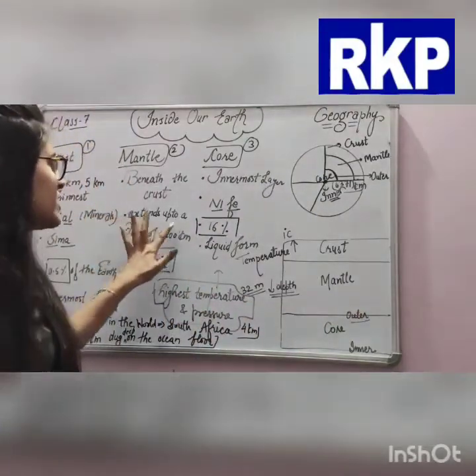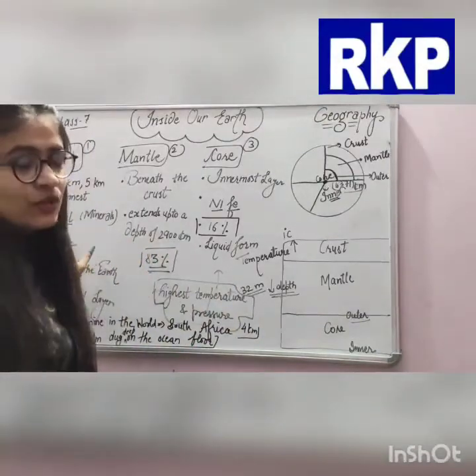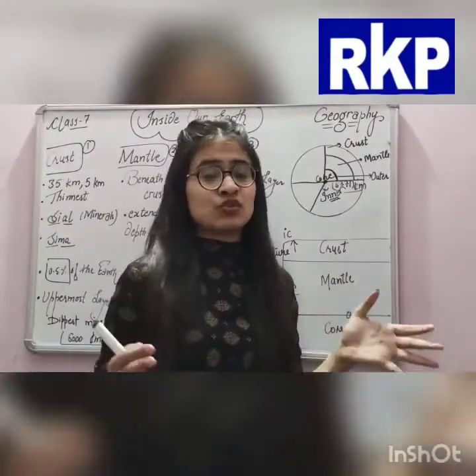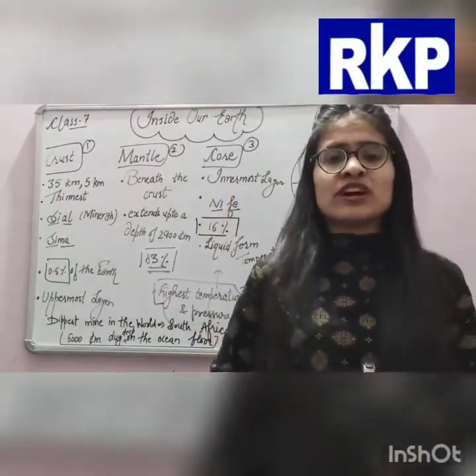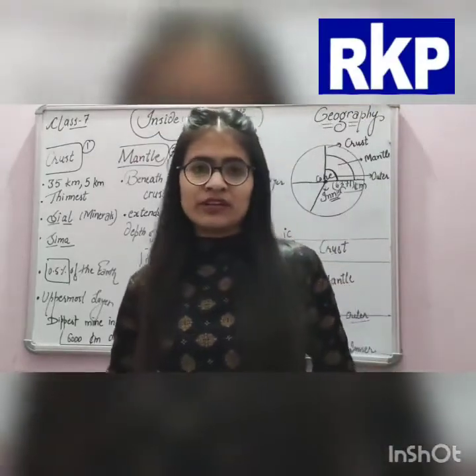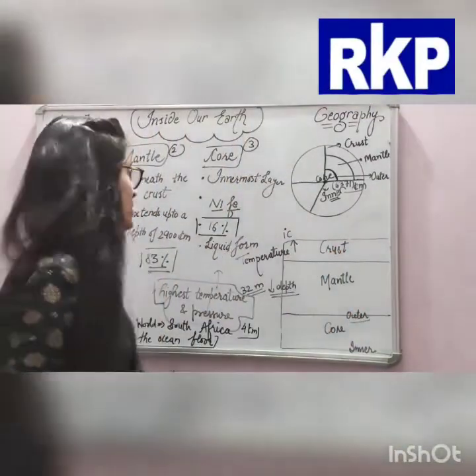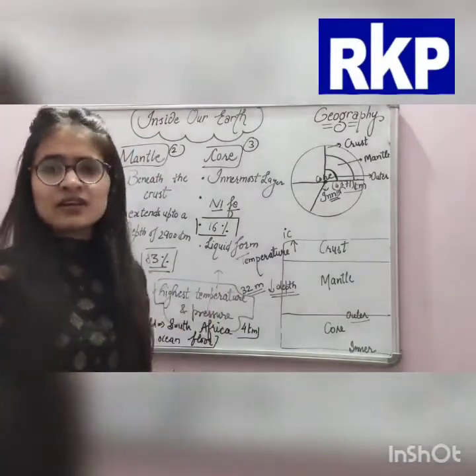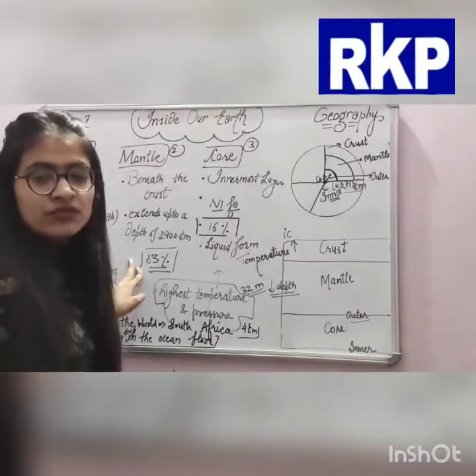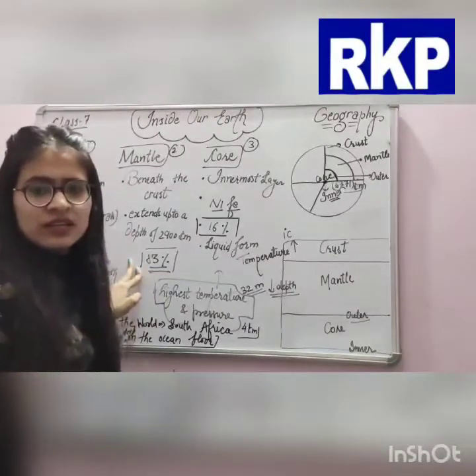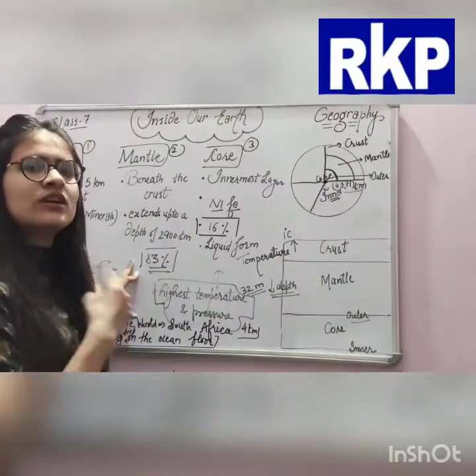It extends up to a depth of 2,900 kilometers. The crust was 35 kilometers on the continents and 5 kilometers on the ocean floor. But mantle extends up to a depth of 2,900 kilometers. It is so much, much more than the crust. So it covers 83% of the Earth. Clear?